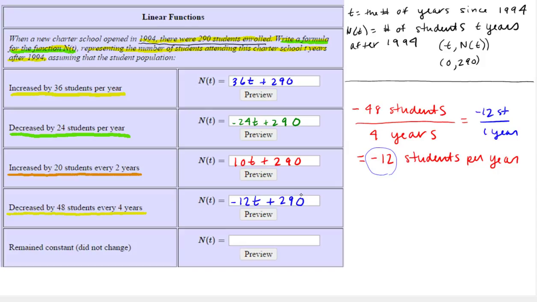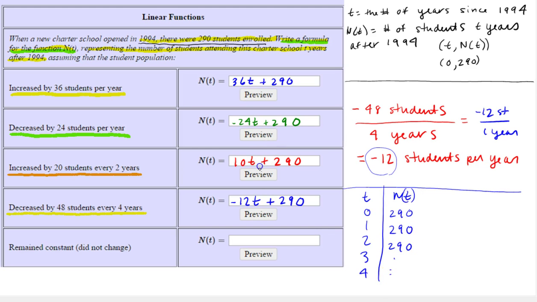Okay. So notice that process was a lot quicker than the previous ones, but this gives you a good feel of looking for the patterns in the numbers. Now we have one more left, and here we say that it remained constant. It did not change. So we're going to make a quick table. So that means in year 0, 1, 2, 3, 4, no matter what, we had 290, etc. We could think of it as we added 0 people in this year.